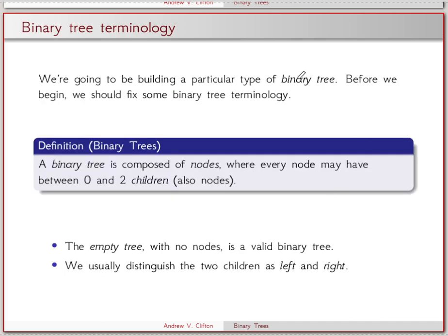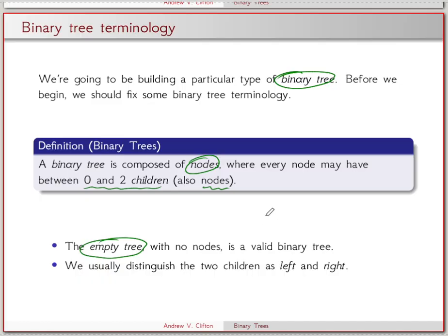So what we're building is a particular type of binary tree here. Let's fix some terminology. A binary tree, the mathy definition, is composed of nodes where every node has between 0 and 2 children, and the children are also nodes. A quick note that the empty tree with no nodes is a valid binary tree.